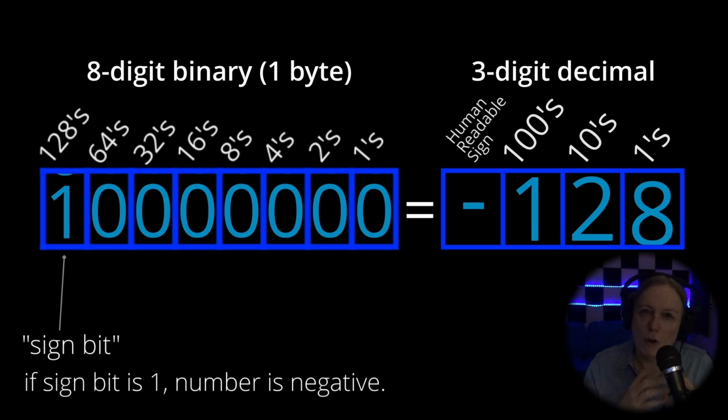The negative side always has 1 more negative than the positive side. So in the case of 1 byte signed integer, you have negative 128, but you only have positive 127. You don't have positive 128. And the same would apply for any other signed integer. So a 24-bit integer is going to have 1 more on the negative side than it will on the positive side.